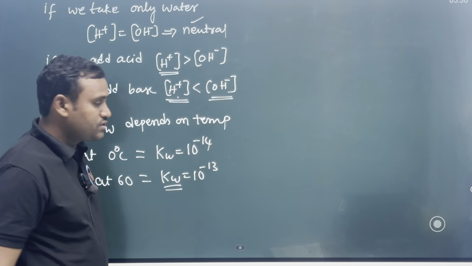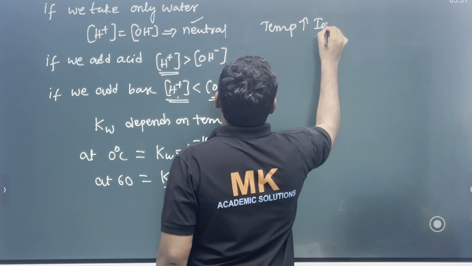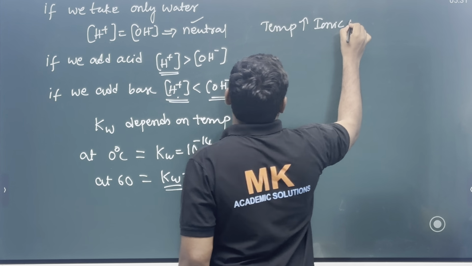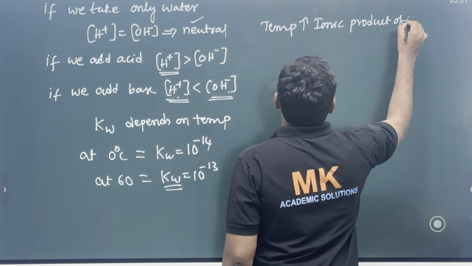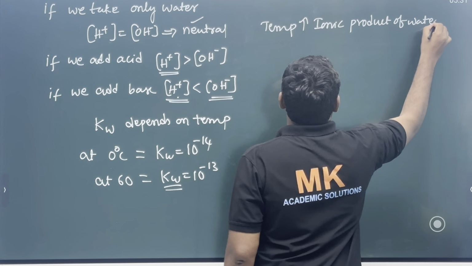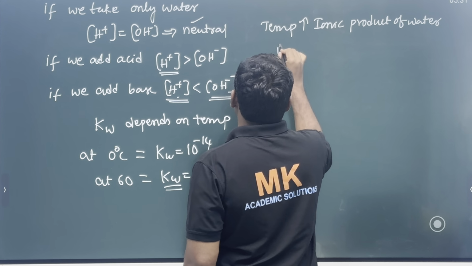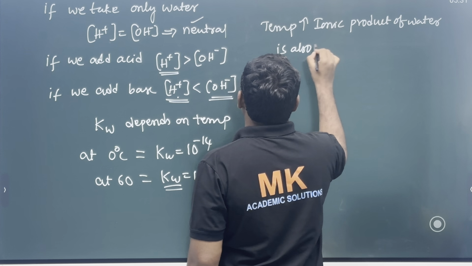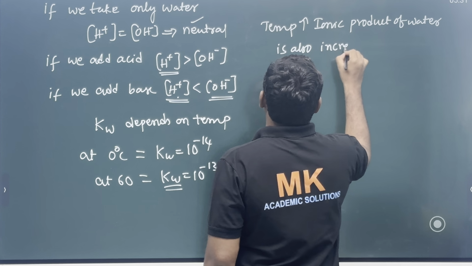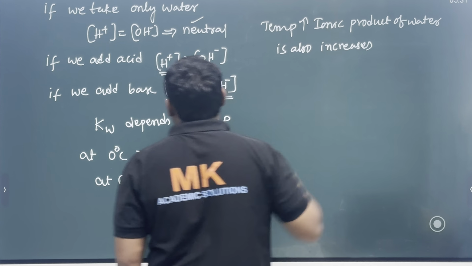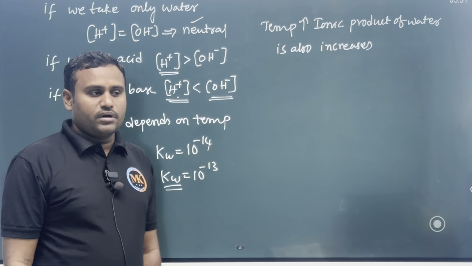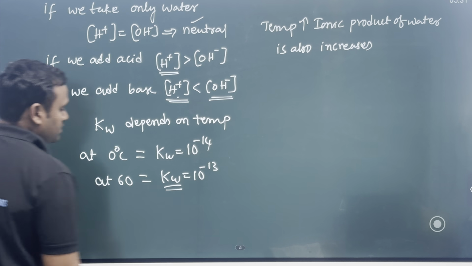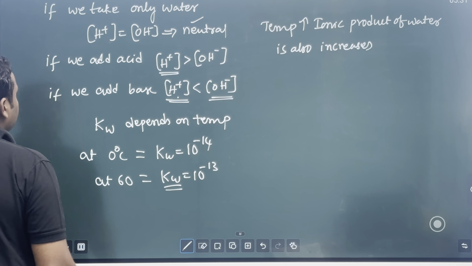So here, as temperature increases, the ionic product of water also increases. It means the ionic product of water depends on temperature: when temperature increases, the ionic product of water also increases. Okay, next.